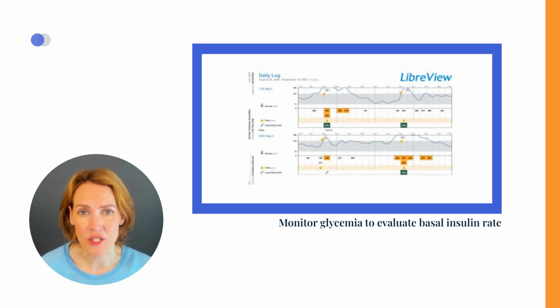One way is to occasionally skip or delay a meal for a few hours and see if there's a persistent change in blood sugar levels. A rise or fall of more than 30 mg per deciliter or 1.7 millimol per liter may indicate a need for basal insulin adjustment.